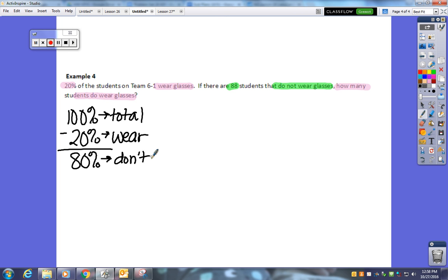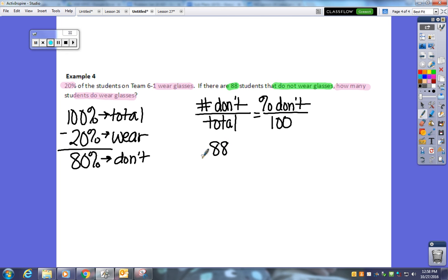With my equal fraction, since I'm given the number that don't wear glasses, I have to use that to find the total. And then I can use that to get the number that do wear glasses. So the number that don't is 88 out of the total, which we don't know. The percent that don't, which I found from subtracting, is 80 over 100.